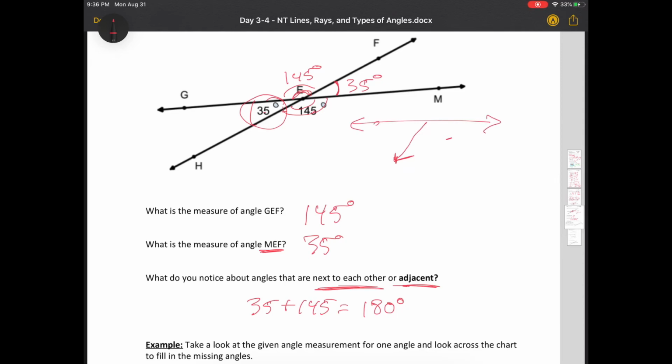If we draw just this part here, G, E, M, and H, it looks like a straight angle upside down, like we spoke about before. We just have another ray coming off of it. So those two angles always add to 180 degrees. Any two angles on a straight line will add up to 180 degrees.